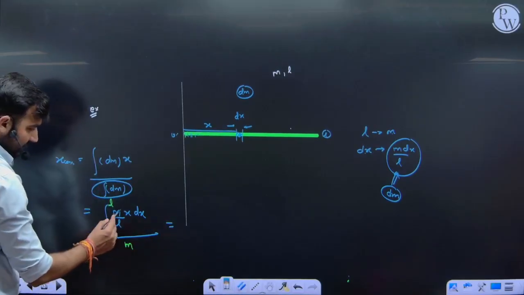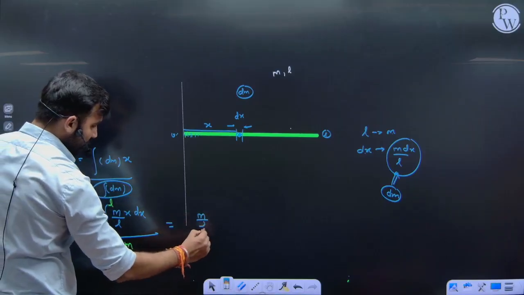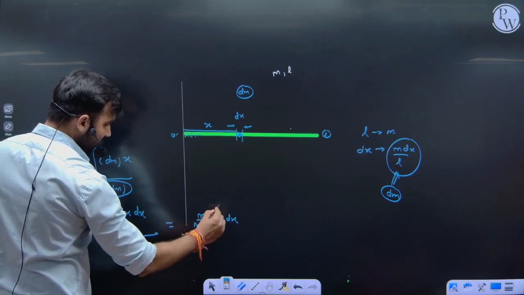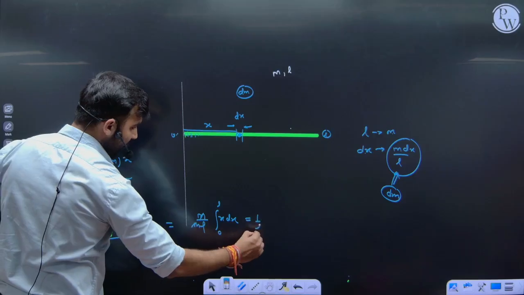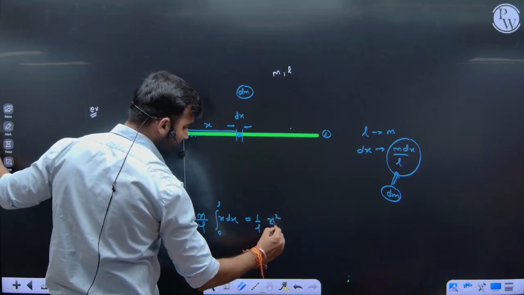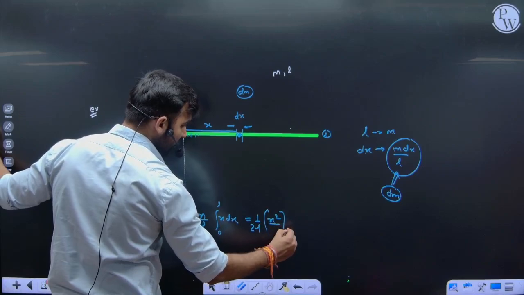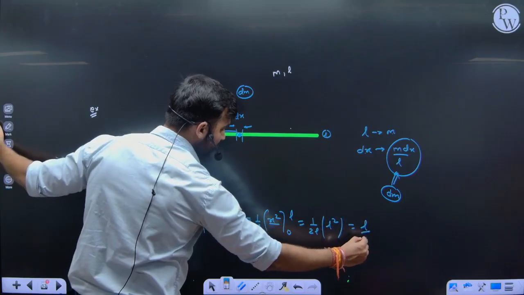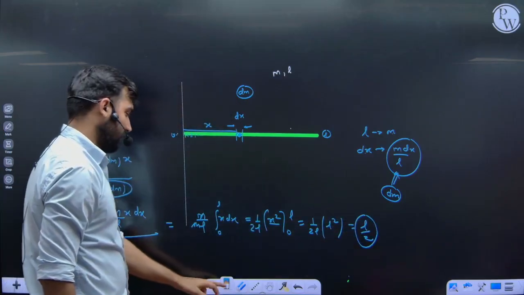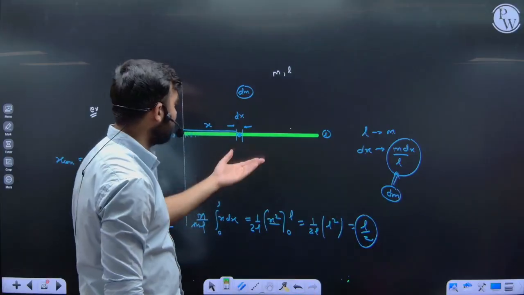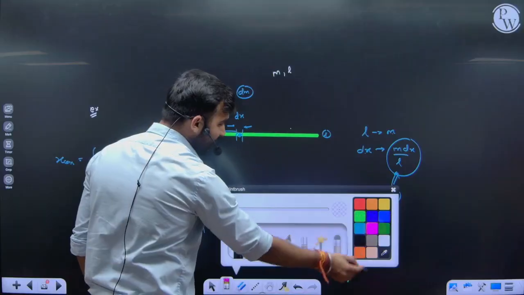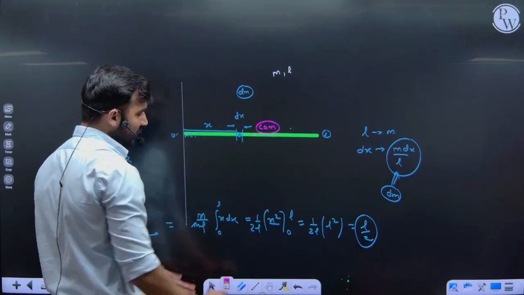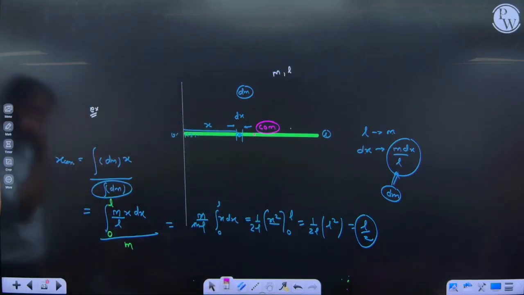So this m by L is constant. It is integration x dx from 0 to L. M cancels out, 1 by L. Integration of x is x square by 2. Taking 2 out, 0 to L, 1 by 2L into L square. How much? L by 2. If it is an L rod, its center of mass will be at the center. Okay, I know you know this thing, but did you understand this derivation or not? Now write it down.